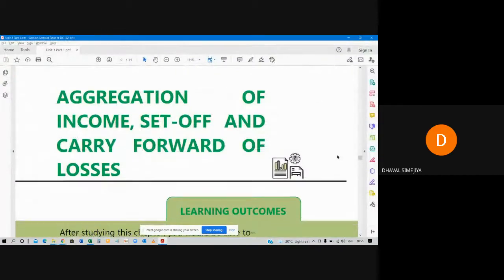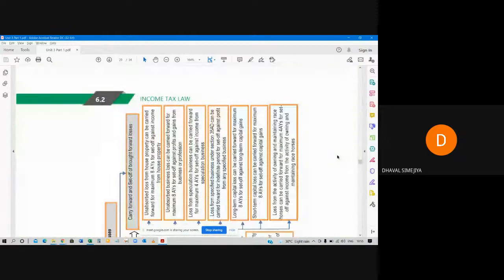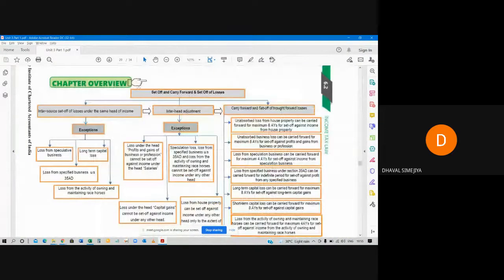Let's get into this. Set off and carry forward of loss. Now, what is the meaning of set off and what is the meaning of carry forward? Set off means to adjust your loss from your profit in the same year. I am setting off my loss from my profit. That is set off. But sometimes it happens that you will not be able to set off your full loss. So it will be carried forward. Carry forward means to carry forward for the next year. And if in the next year I have profit, then it will be set off from the next year's profit.